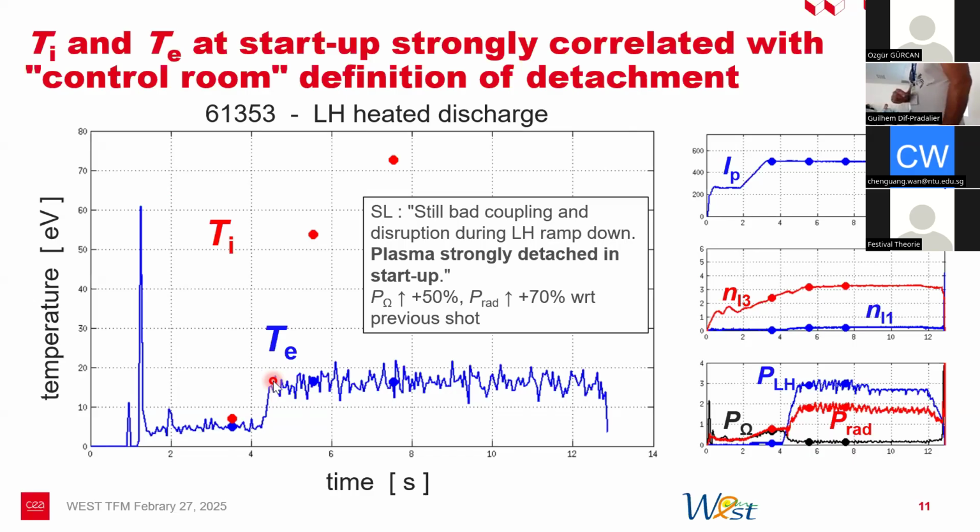And what did the session leader say? Still bad coupling and disruption during lower hybrid ramp down. Plasma strongly detached at the startup. And you can see that the ohmic power increased by 50% and the radiated power by 70% with respect to the previous shot. So these are all symptoms of what we call detachment.